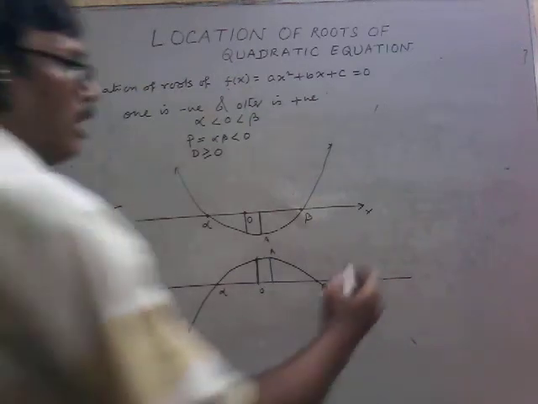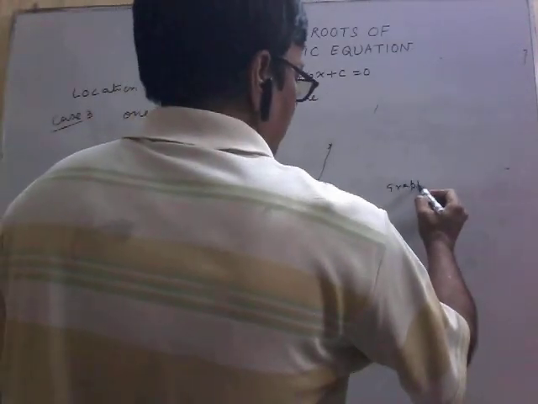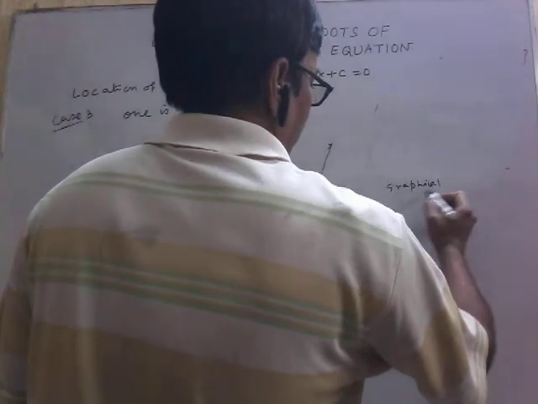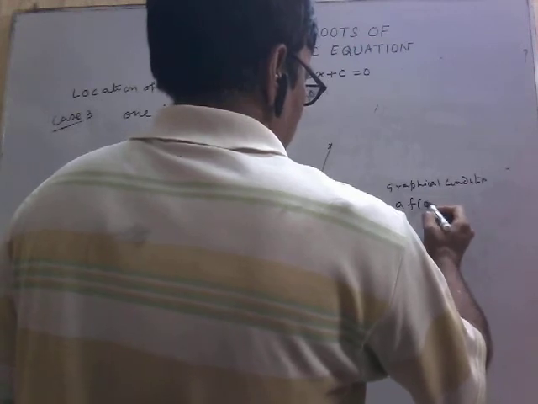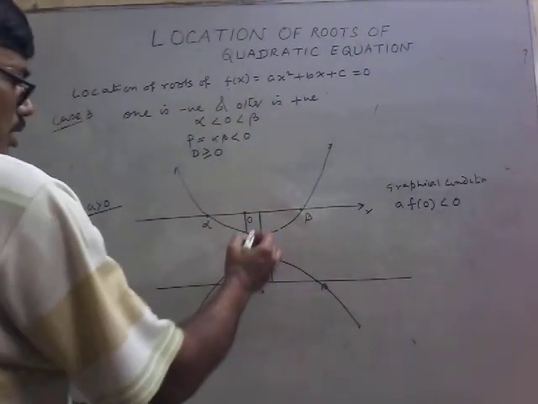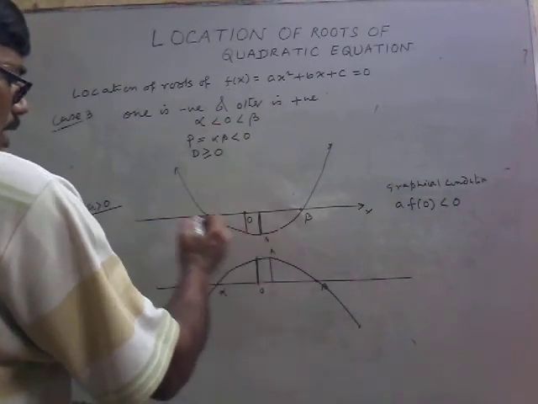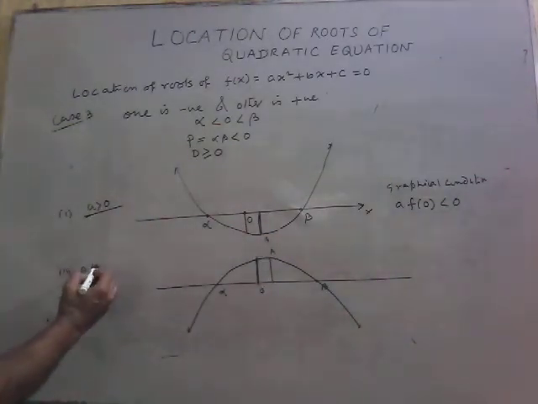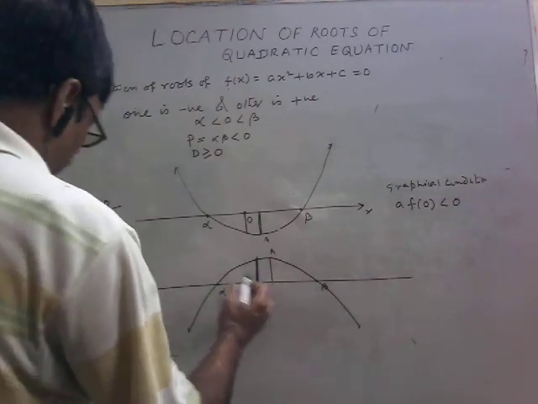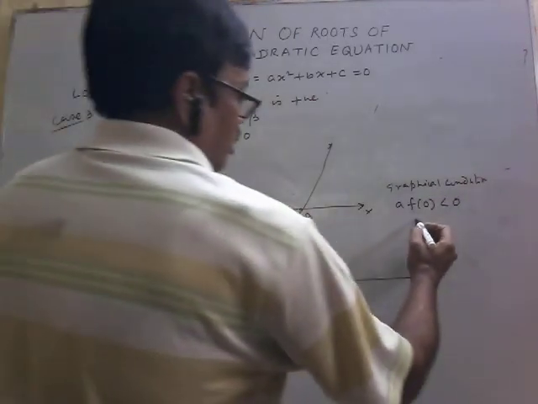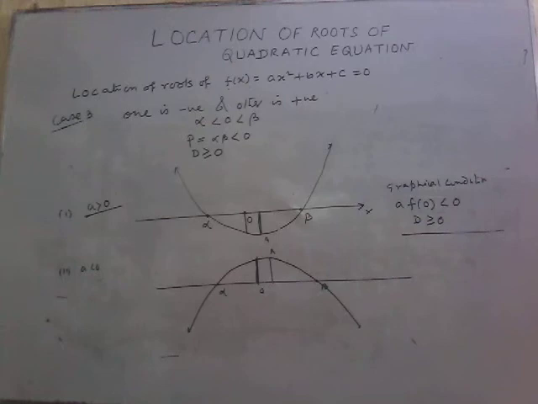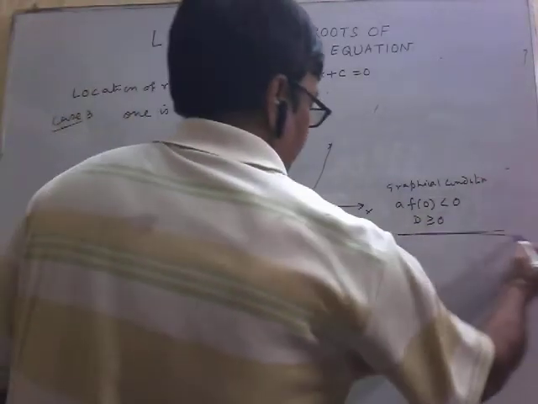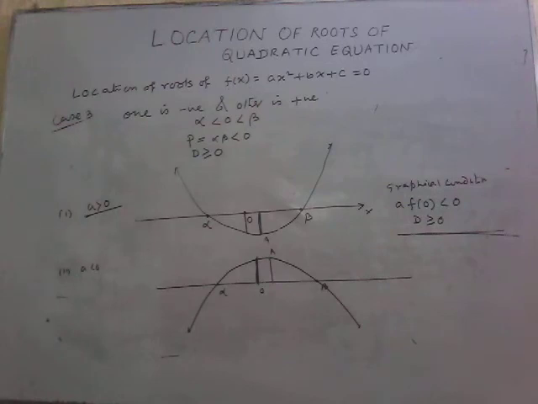So what is the graphical condition? A into F0 less than 0. This is F0 negative, A greater than 0. Now for the second case, F0 is positive, but A is this. And it is always this condition, B greater than or equal to 0. So this is our origin.